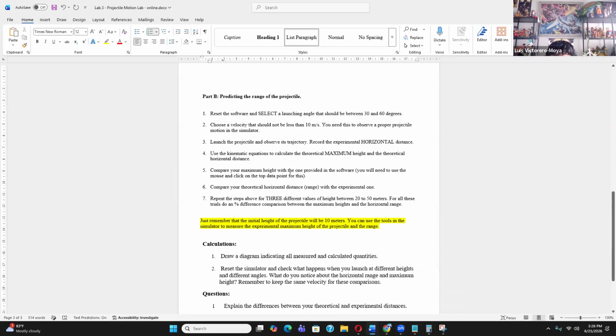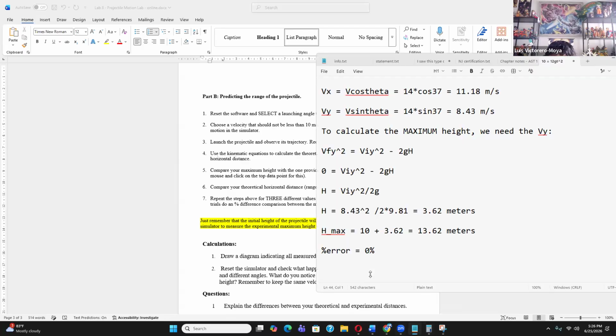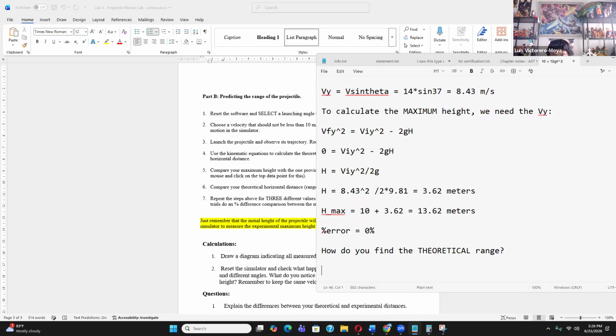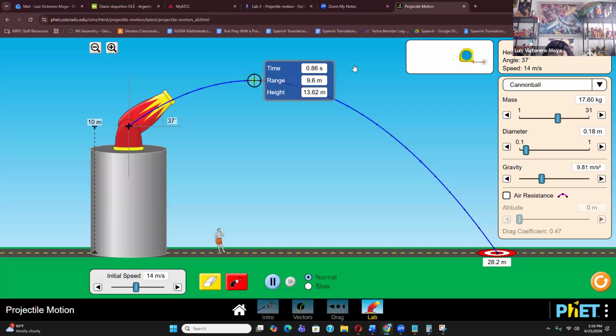You're going to compare the maximum height, and then you're going to find the theoretical range. That one is kind of extra, right? So how do you find the theoretical horizontal range? You need to find the total time. You need to find the time it took for the projectile to go up and then to go down. All right?